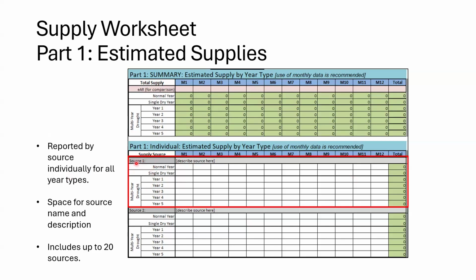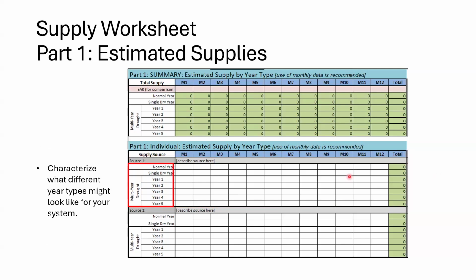So as you can see, it says source one here, source two here. So you can describe your source right here and you can put a name for it. So for example, if you want to say, this is purchased water from the State Water Project, you can put that here and then you can put all the data for your normal, single dry, and multi-year drought data all for that one source. And this will include space for up to 20 sources. So it says source one here and two, but I believe there's space for 20. If you have more than 20, you are also able to add more rows if needed.